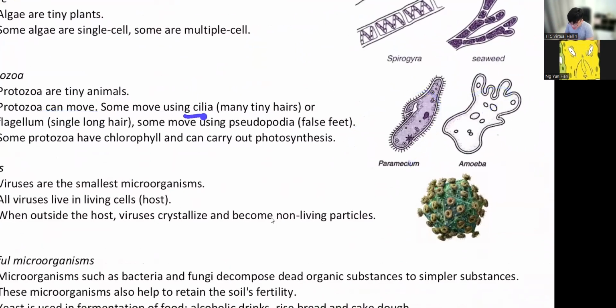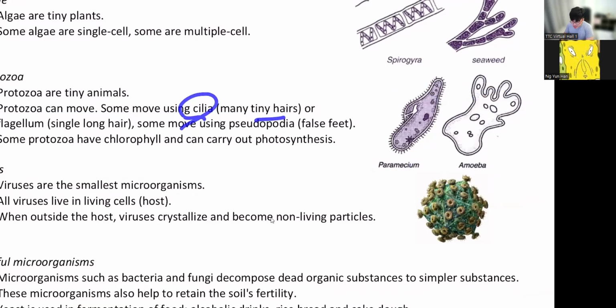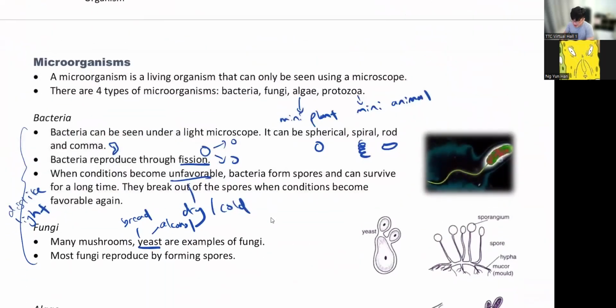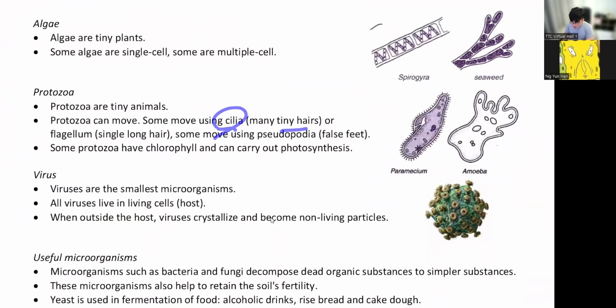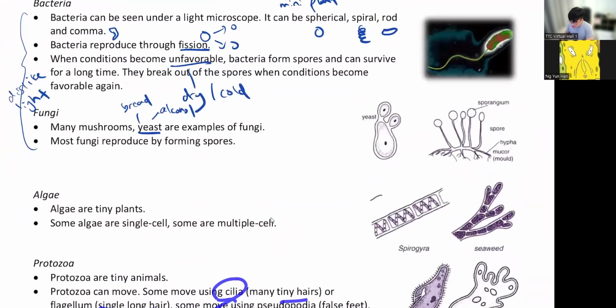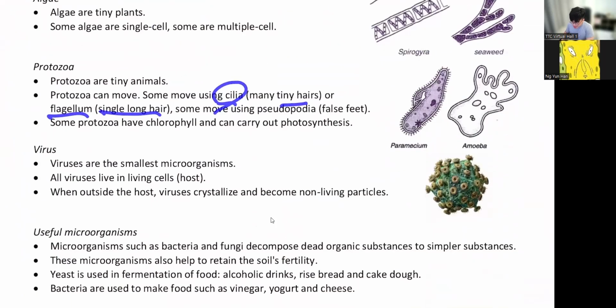Some move using cilia. Cilia is the tiny hair here. Like I said just now, the exercise there, I said cilia, right? That's the tiny hair. Or flagellum, that's one single long hair like this. Some move using pseudopodia, which is false feet. Okay, you don't need to know this.